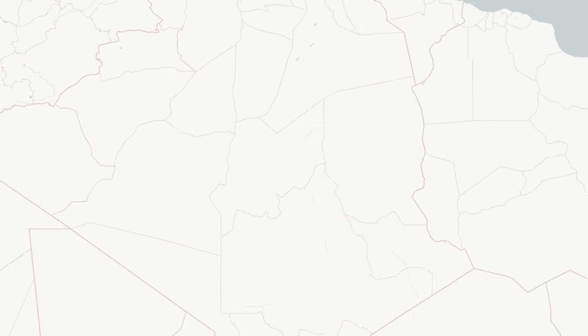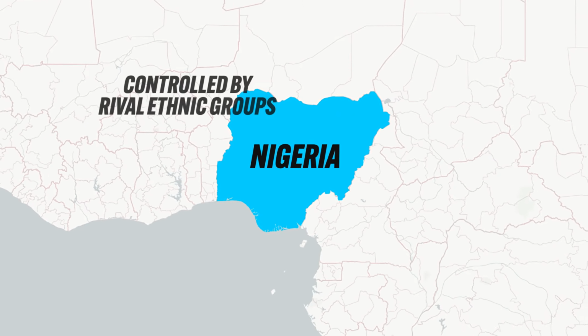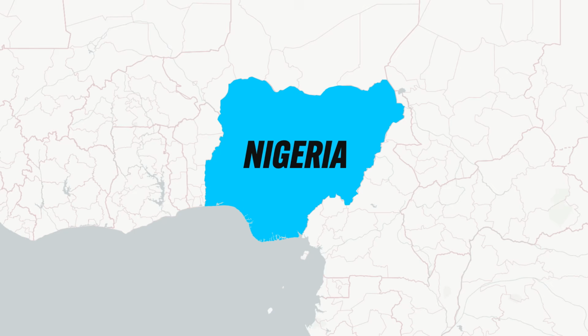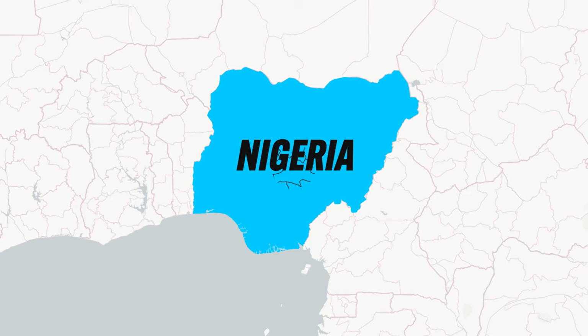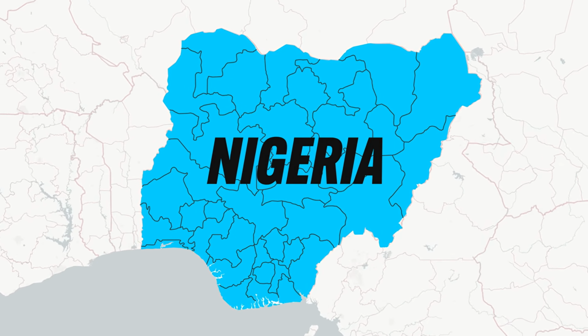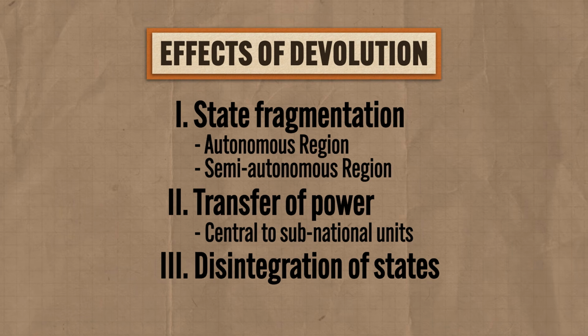And finally, the fourth example of this process is our friends in Nigeria. In the 1960s, Nigeria was controlled by three rival ethnic groups, which not surprisingly led to armed conflict. So the government responded by breaking Nigeria into 12 states in order to dilute these leaders' power, which led to a civil war, but ultimately the Nigerian government remained in power, furthering the process of Nigerian devolution with the creation of 36 states.